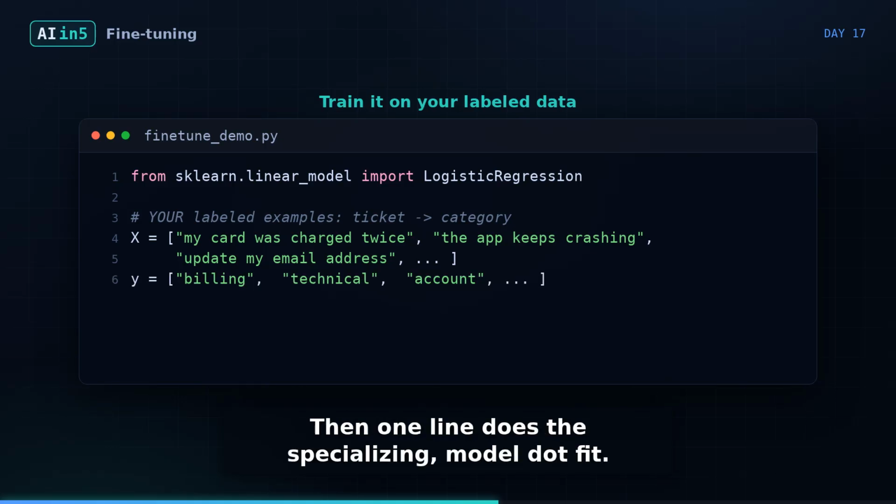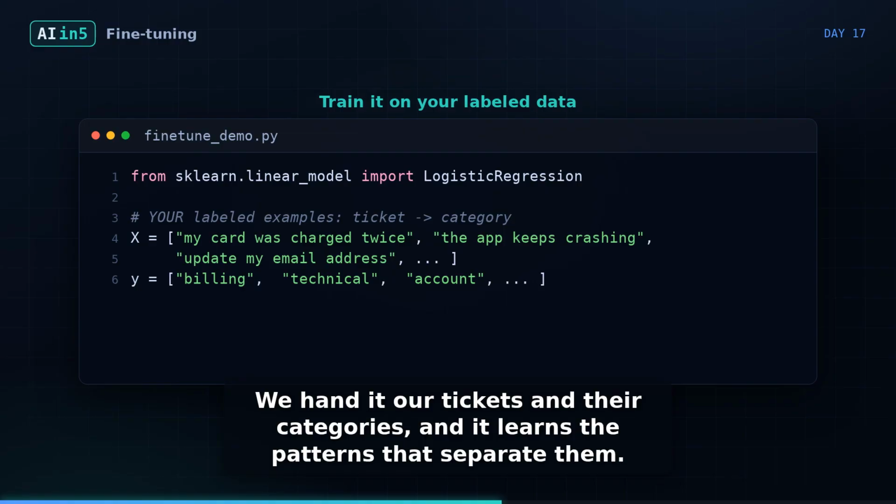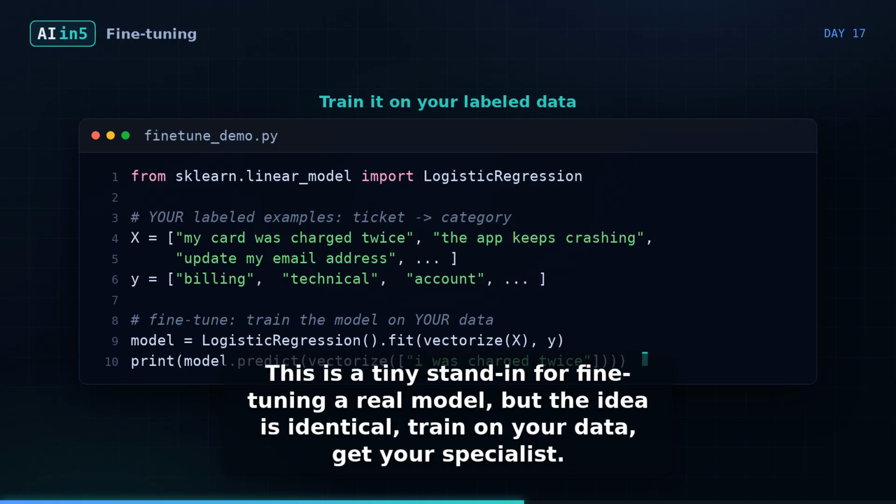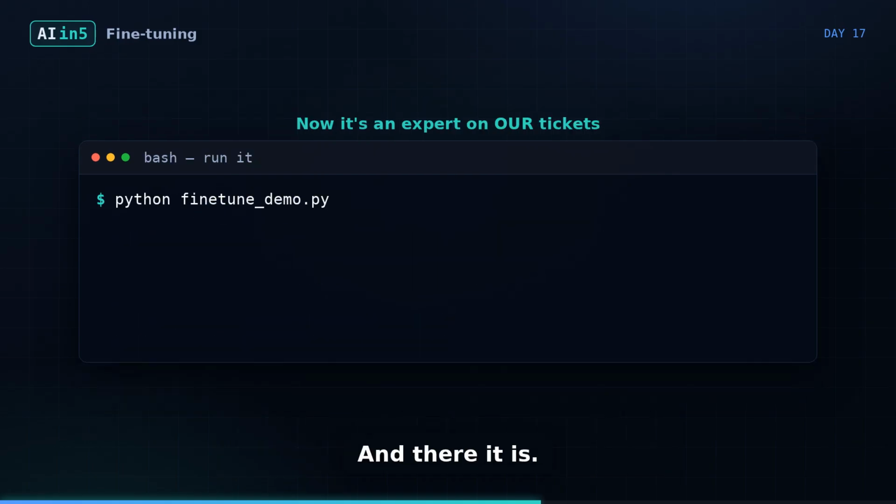Then one line does the specializing: model.fit. We hand it our tickets and their categories, and it learns the patterns that separate them. After that, we can throw a brand new ticket at it and ask it to predict the category. This is a tiny stand-in for fine-tuning a real model. But the idea is identical. Train on your data, get your specialist. Let's run it. And there it is.